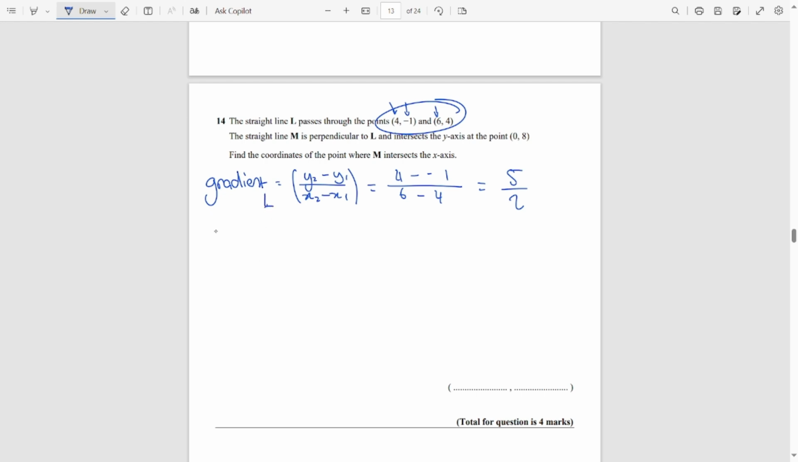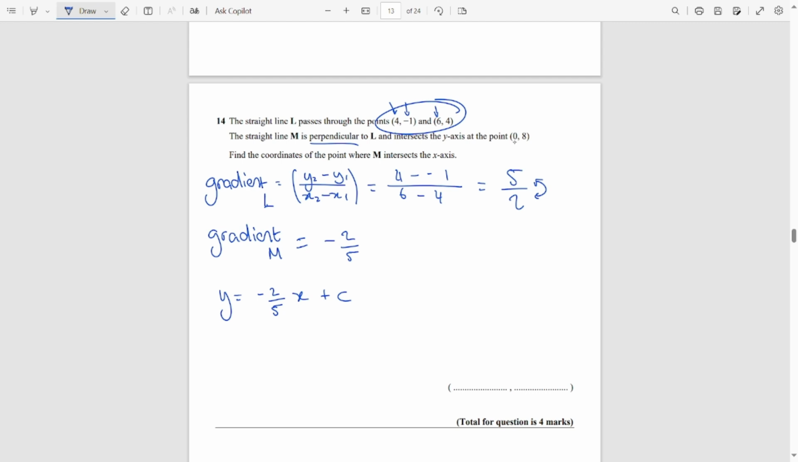I actually want the gradient of M, and for the gradient of M, we are going to use the fact that they're perpendicular. So if you know 2 lines are perpendicular, you flip the fraction and change the sign. So this is going to be minus 2 over 5. And now we also need the equation of the line. So I have y is equal to minus 2 over 5 x plus c. I want to know what this c value is.